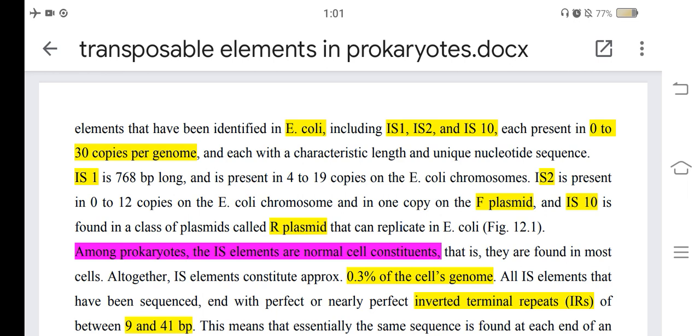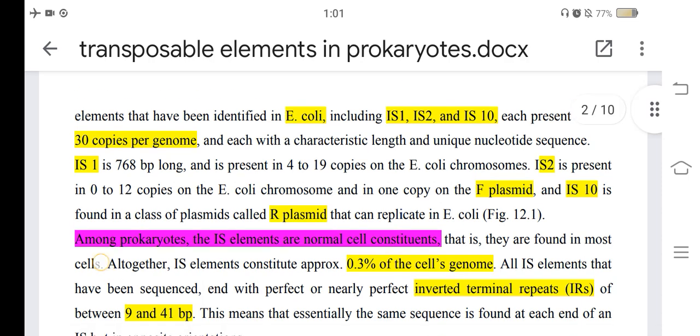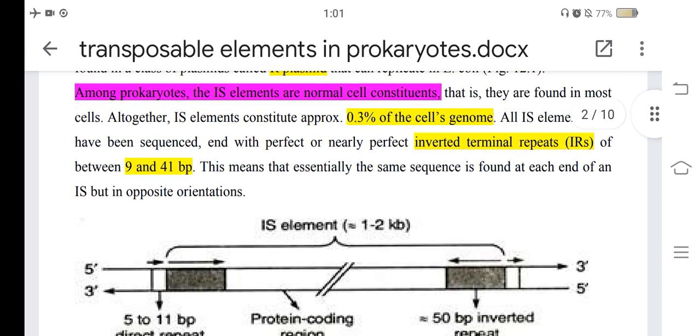IS1 is 768 base pairs long and is present in 4 to 19 copies on the E. coli chromosome. IS3 is present in 0 to 12 copies on the E. coli chromosome and in 1 copy on the F plasmid. And IS10 is found in a class of plasmids called R plasmids that can replicate in E. coli. Among prokaryotes, the IS elements are normal cell constituents, that is, they are found in most cells. Altogether, IS elements constitute approximately 0.3% of the cell's genome.